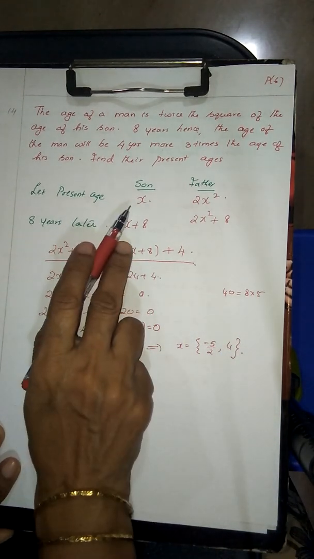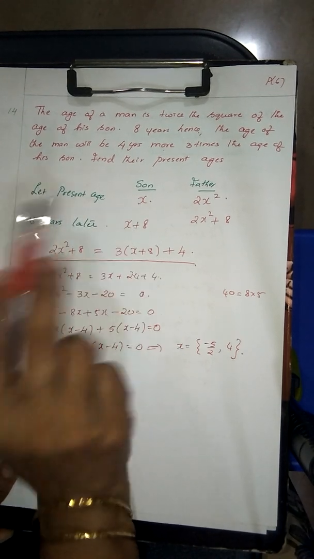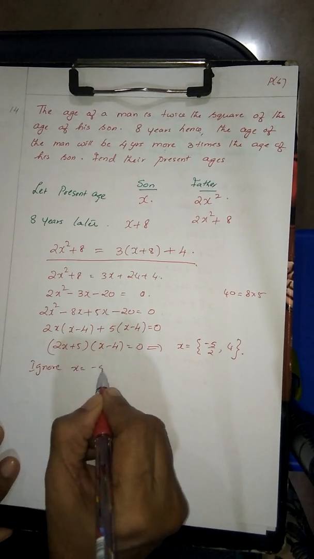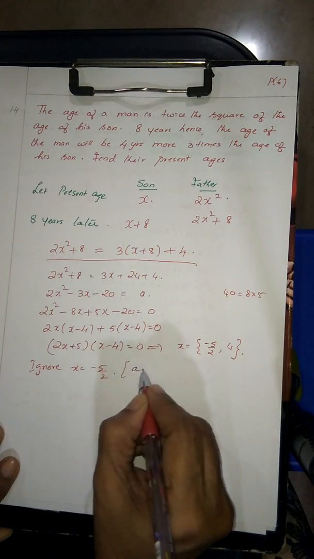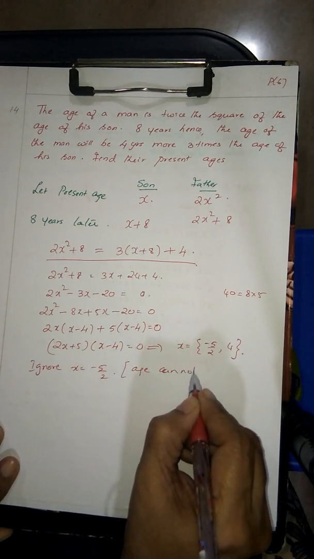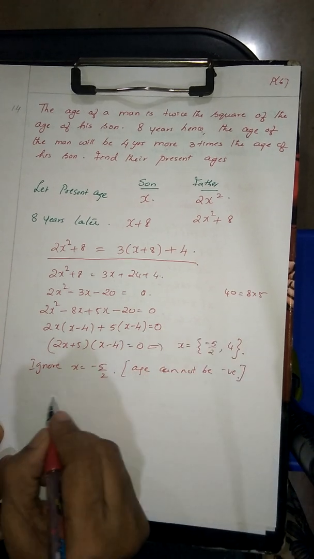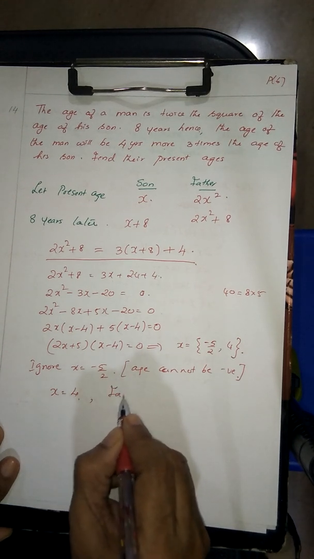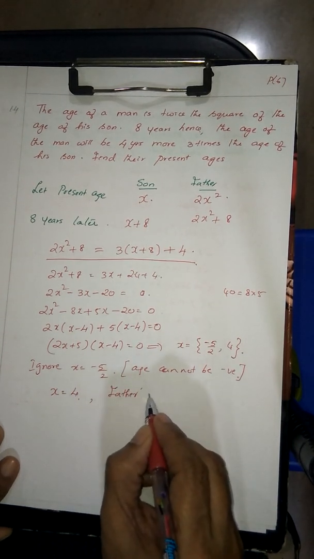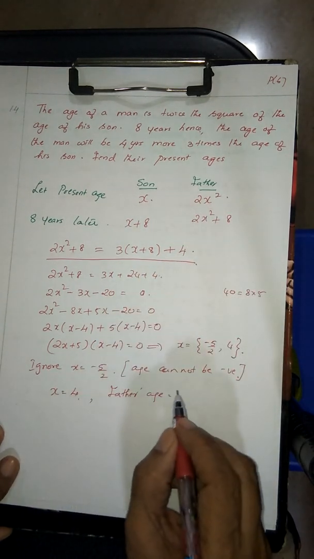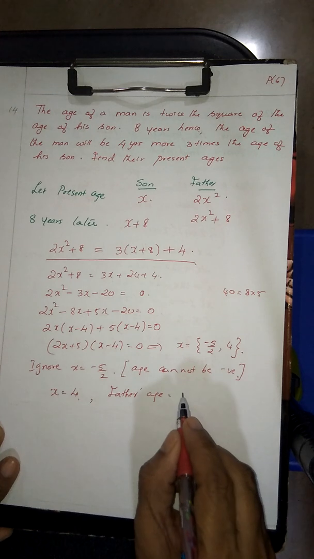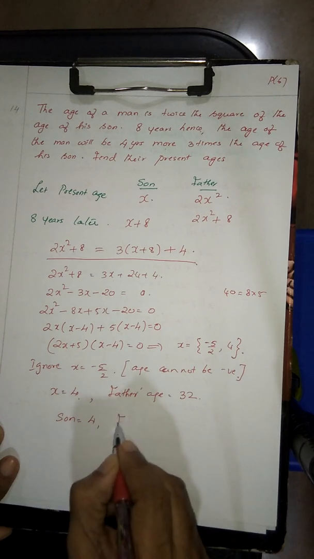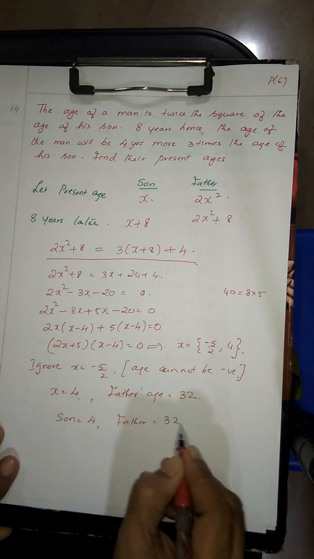Now again we have to ignore x is equal to minus 5 by 2 because it is age. Ignore x is equal to minus 5 by 2 because age cannot be negative. Therefore x is equal to 4. So father's age is equal to 2x squared. So x squared is 16, 16 into 2, 32. So the son is 4 and the father is 32.